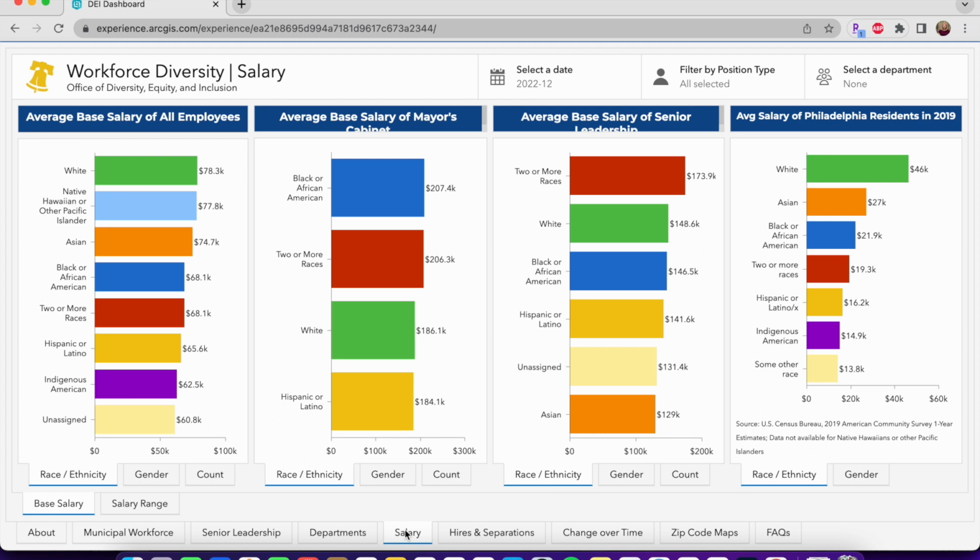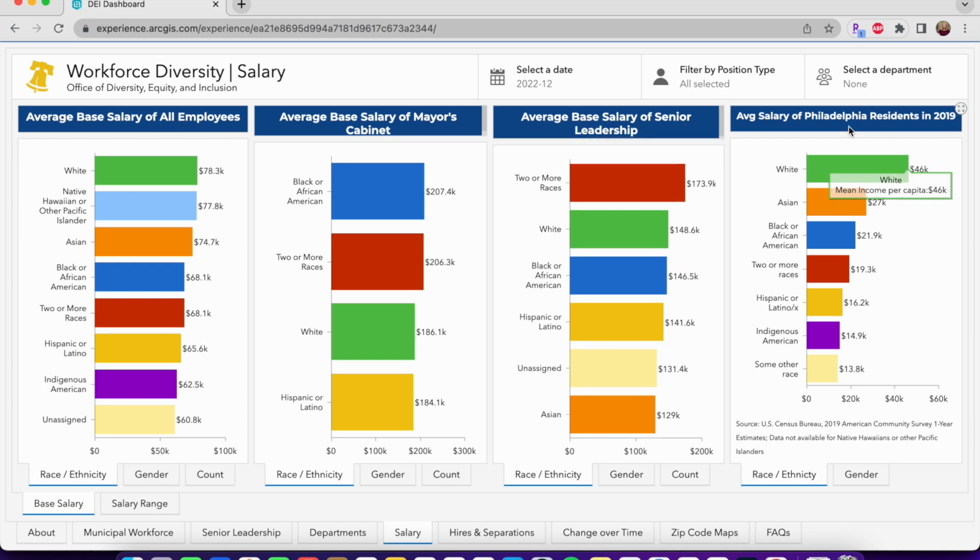Moving on, we come to a salary tab. The salary tab is broken up to see the data by all employees, mayor's cabinets, senior leadership, and then again comparing these metrics to that of Philadelphia residents, where I have averaged the salary of Philadelphia residents in 2019 by race. And so here we can see the base salary of all employees by race.